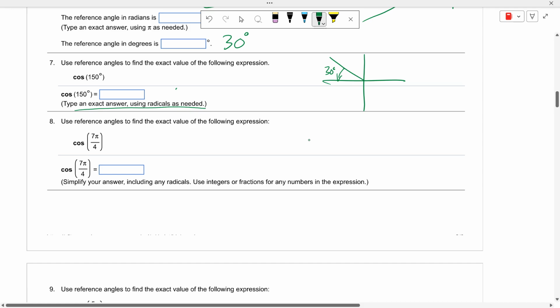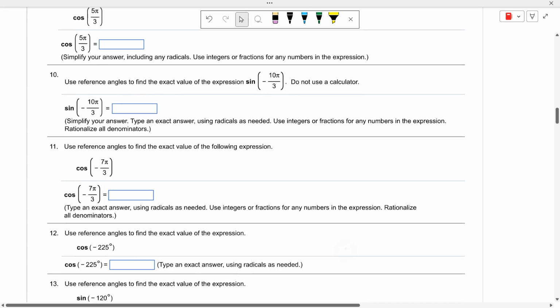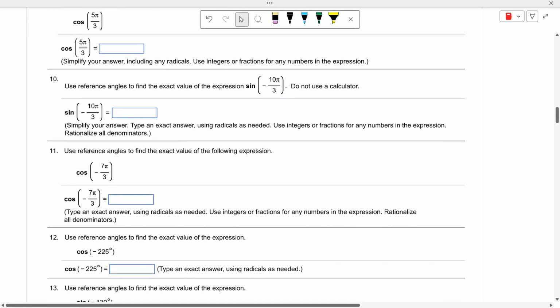Or not in radians, in radicals, negative square root of 3 over 2. I said radians, I meant to say radical form with radicals. 7 pi over 4. Again, that's on your unit circle. Where are we? Well, cosine is your x value, 7 pi over 4. What do we get? Square root of 2 over 2. Okay? So finding the exact values is pretty easy until we get to here.